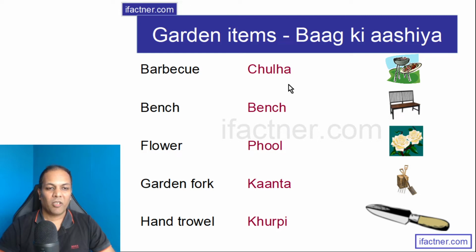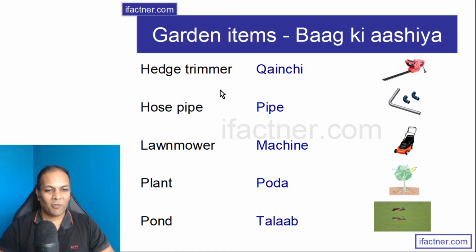Barbecue is chula. Bench is bench. Flower is phool. Garden fork is kanta. Hand trowel is khurpi. Hedge trimmer is kanchi.